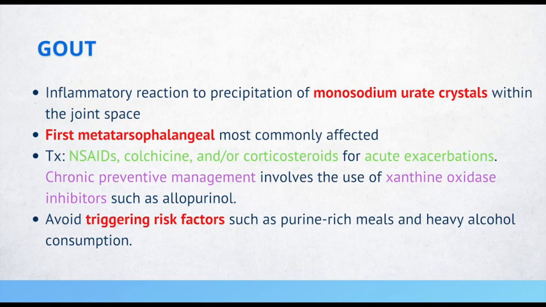However, chronic preventive management involves the use of xanthine oxidase inhibitors such as allopurinol. It's also important that patients with gout avoid triggering risk factors such as purine-rich meals and heavy alcohol consumption. As you can tell, for pseudogout and gout, there are different crystals that accumulate in the joint space. It also affects different joints, and the treatment is also different. So it's very high yield that you know the differences between pseudogout and gout.